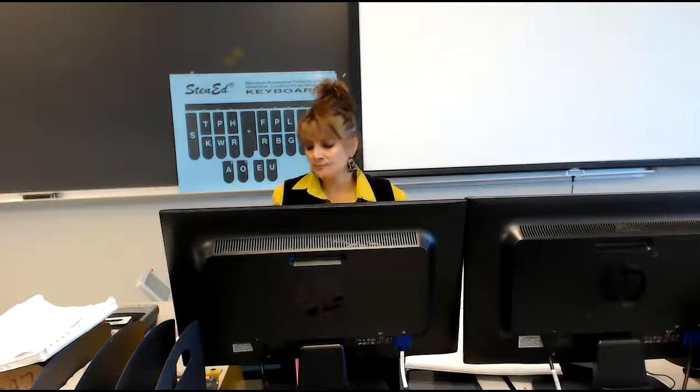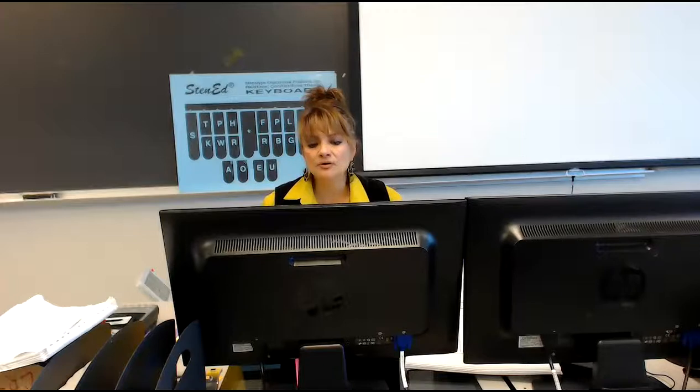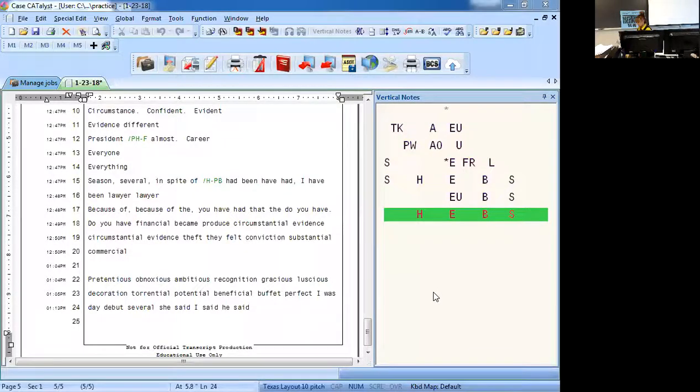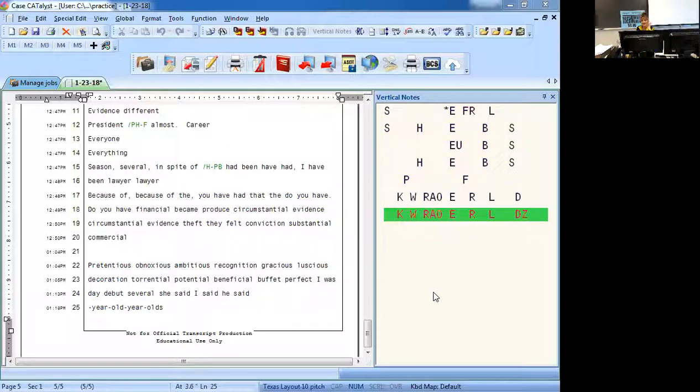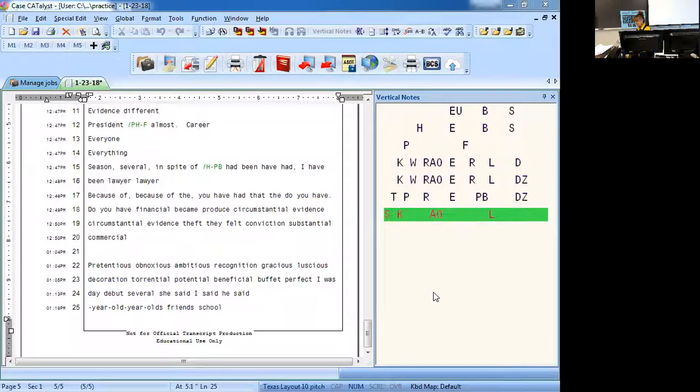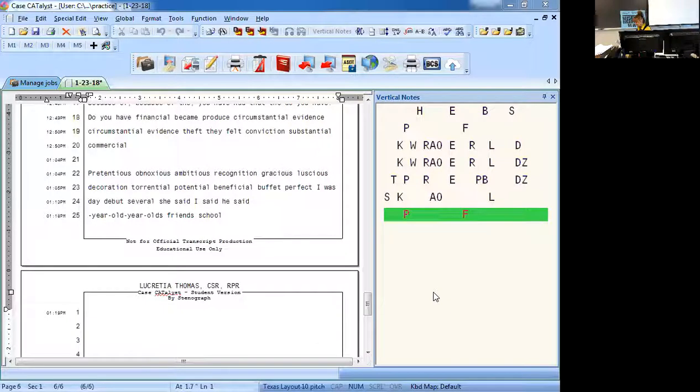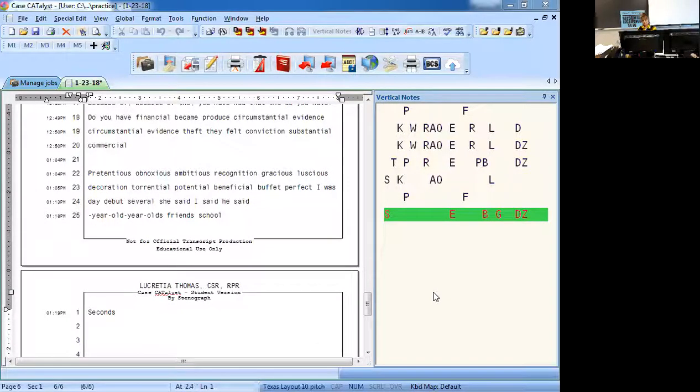Year old. And remember, y'all, when you have a year old, it's Y long E R L D. But let's say two 10-year-olds. I have two 10-year-olds. Y long E R L D Z. Remember, anything that ends in a D S, you can write D Z. So you can write friends, school, and DS. Seconds, you can write anything ending in a DS, DZ, okay?